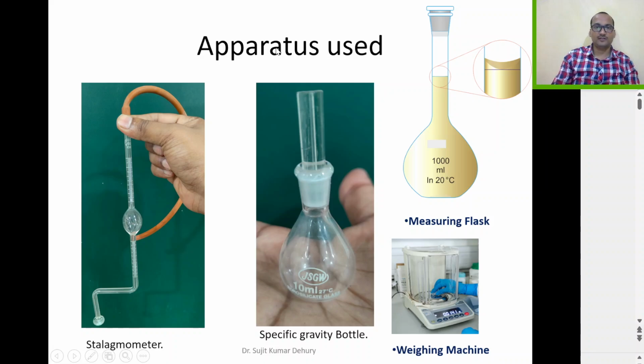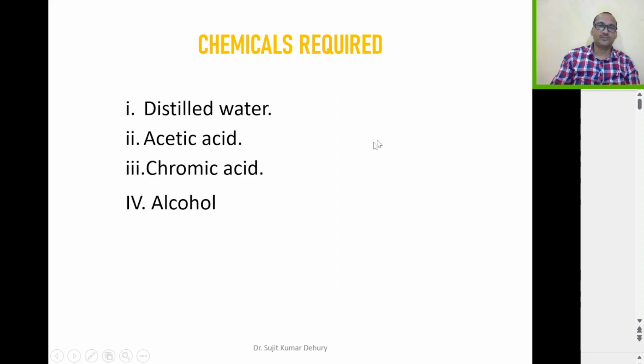So here are the apparatus. This is known as stalagmometer, specific gravity bottle, this one is measuring flask and this one is weighing machine. So what are the chemicals required? We need distilled water, acetic acid, chromic acid and alcohol.